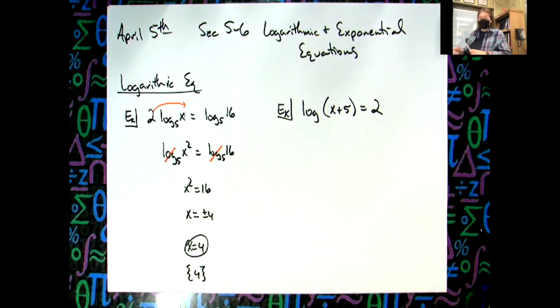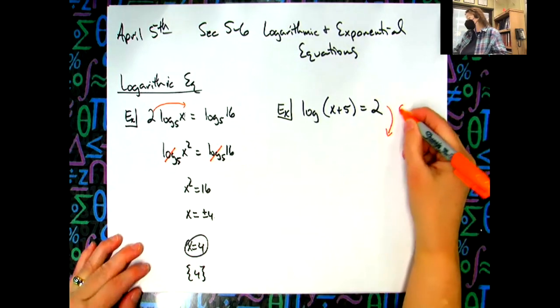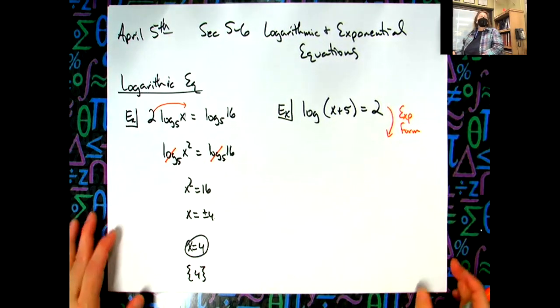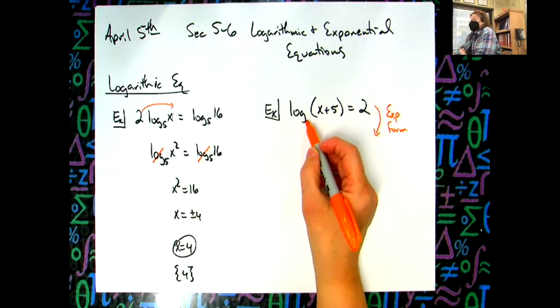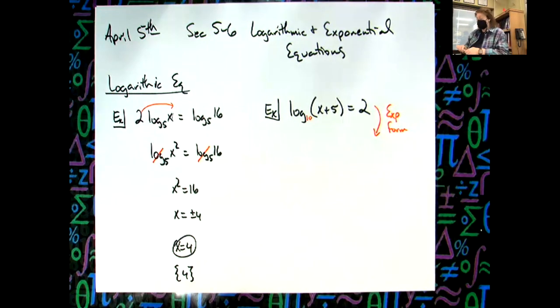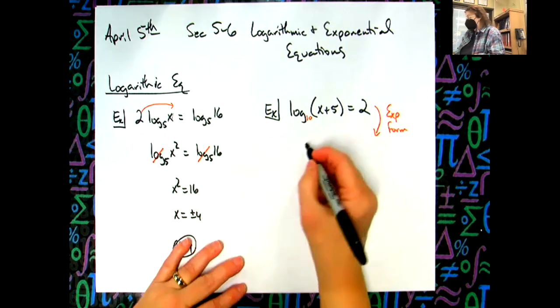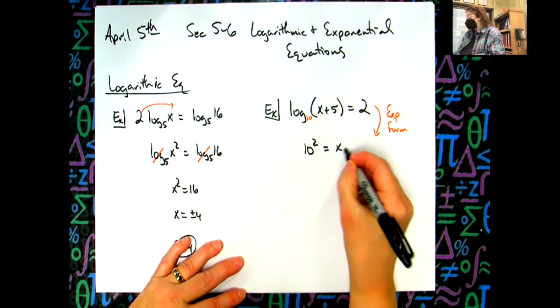All right, so that's what we're going to do here. We're going to rewrite this using exponential form. All right, and I don't have a base on this one. So what is that base right there if I don't have one? What number is it? It's always a 10. Okay, so picturing that 10 in there, we would have a what? We would have a 10 raised to the second power is equal to whatever is right here.